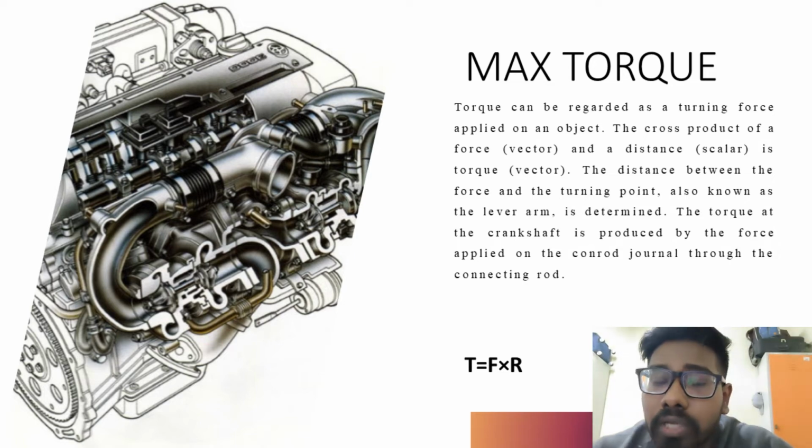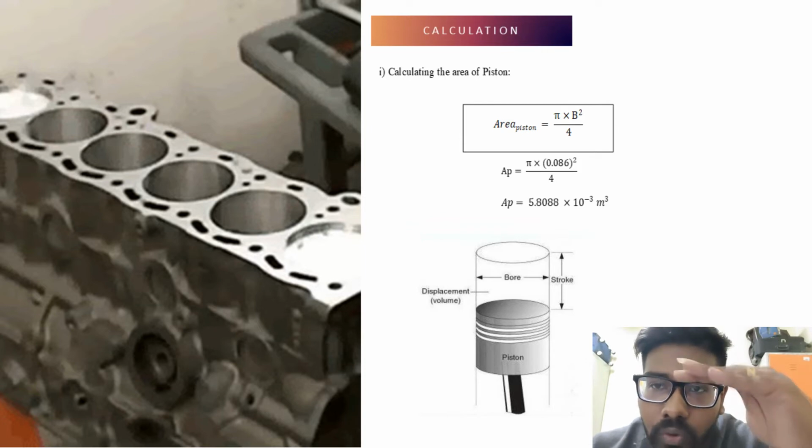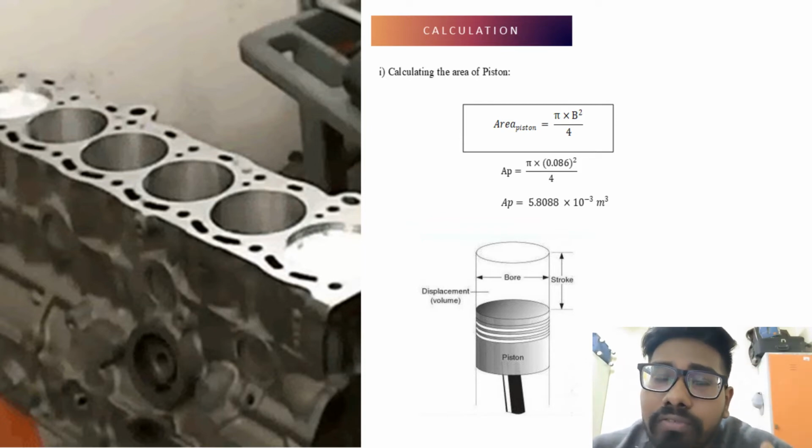Now in order to find the torque, we need to find the area first, the area of the piston bore. So we use the formula pi times b squared over 4, and once we gain the value of the area of the piston, we use that to find the force.